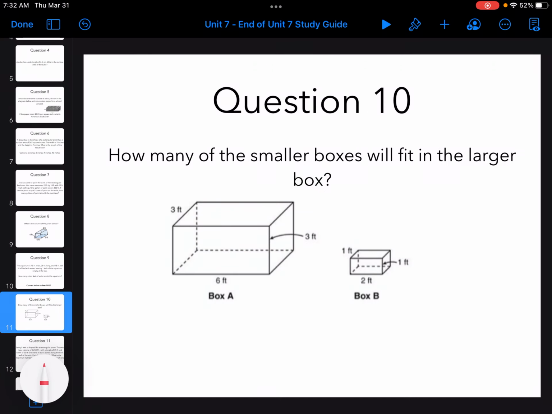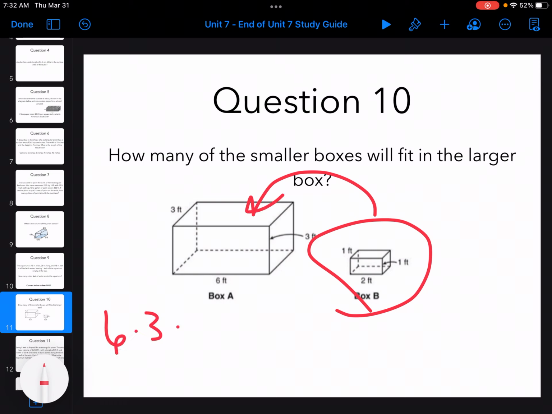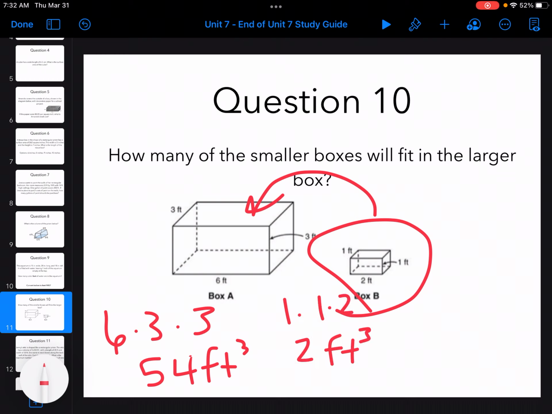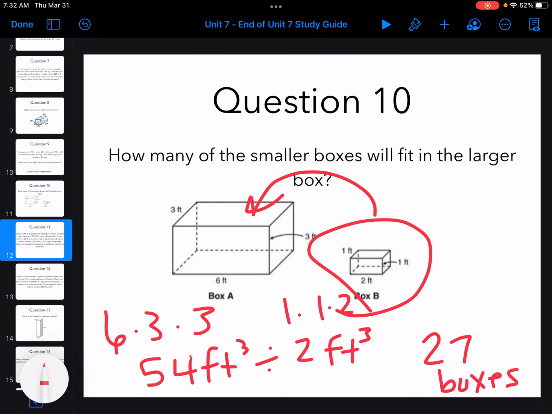All right, for the next one, they want to figure out how many smaller boxes fit into the bigger box. So we have to find the volume. So you're going to do 6 times 3 times 3. So you get 18 times 3, and that's going to give you 54. So 54 feet cubed. And then you've got 1 times 1 times 2. So it's going to give you 2 feet cubed. And you're going to divide it because you've got to figure out how many of one will fit in the other. So 27 boxes will fit inside.